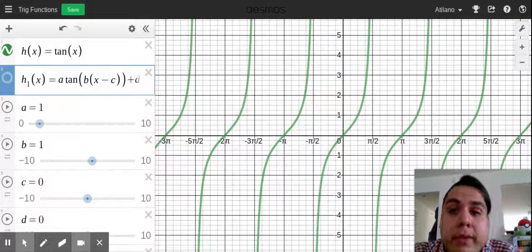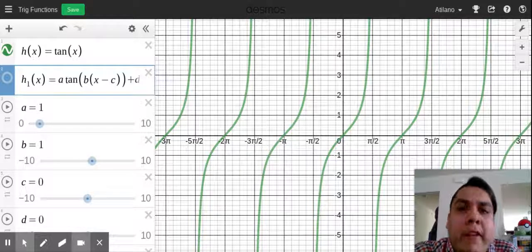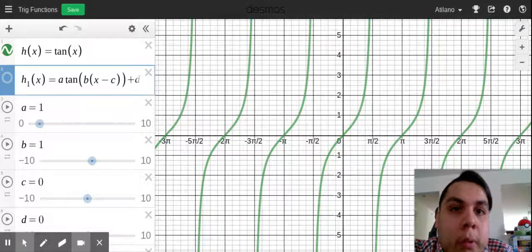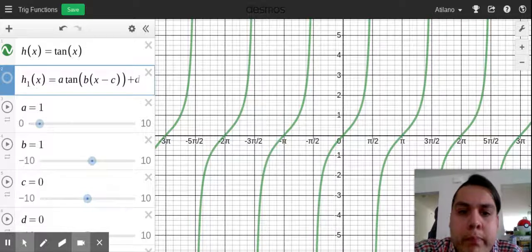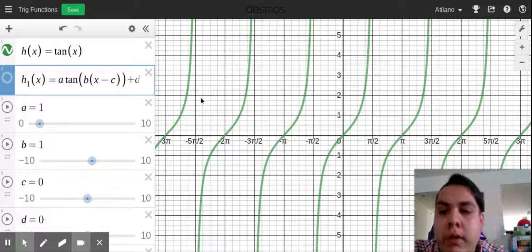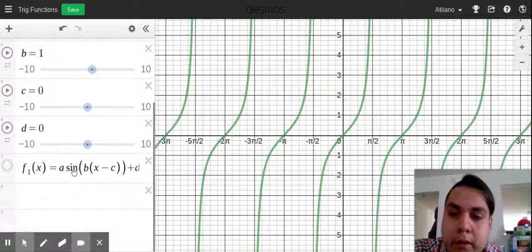All right, now we're going to talk about the tangent graph. I did tangent separately from sine and cosine because sine and cosine behave very similarly, whereas tangent doesn't. So let's talk about some basic tangent facts. If you did the assignment yesterday, you'll see that tangent has a bunch of vertical asymptotes. So let's see exactly where these vertical asymptotes are located.